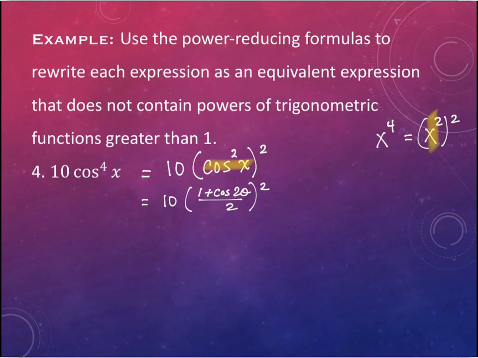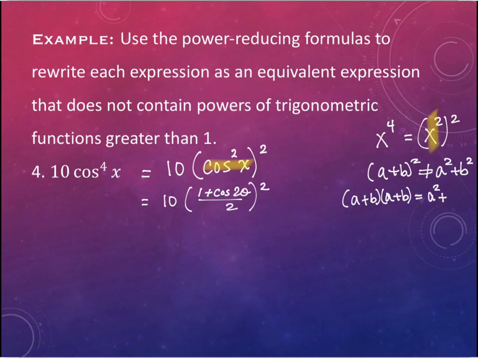I'm going to jot this down aside and remind you that a plus b squared does not equal a squared plus b squared. It's not a fact. What you have to do is write down a plus b times a plus b, and you FOIL it out. And if you do, you get a squared, you get a 2ab, and you get b squared. That's the pattern that shows up when we FOIL this out.